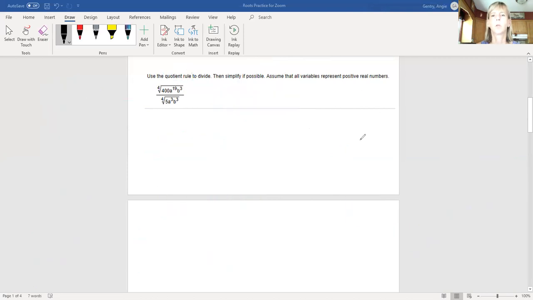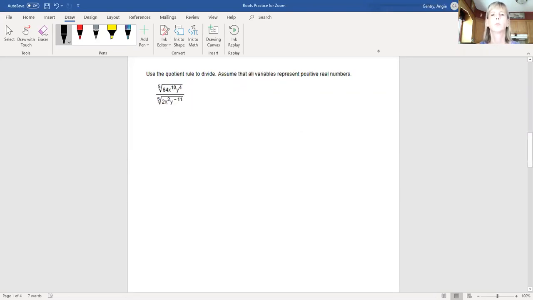Okay, clear. Let's see. Will it let me use the mouse now? Nope, still not. Okay, that's okay. We can work it this way. Use a quotient rule. So we're going to do that again.